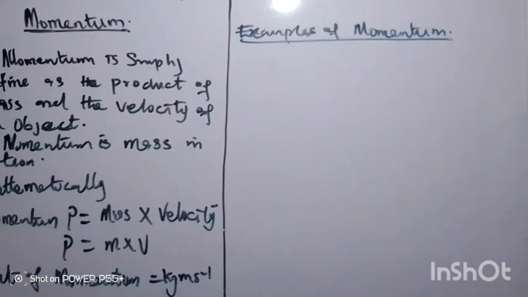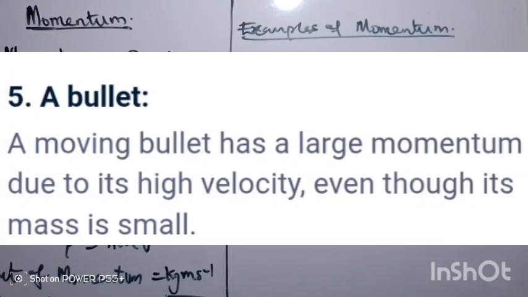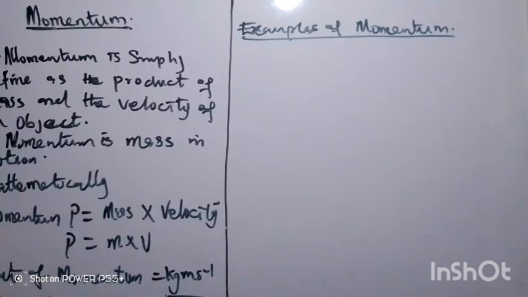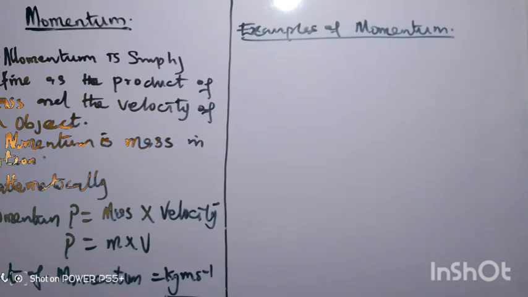Number five example, a shot bullet. That is, a moving bullet has a large momentum due to its high velocity, even though its mass is very small. But the fact that it moves with high velocity, it has a large momentum. See, as shown on the screen.